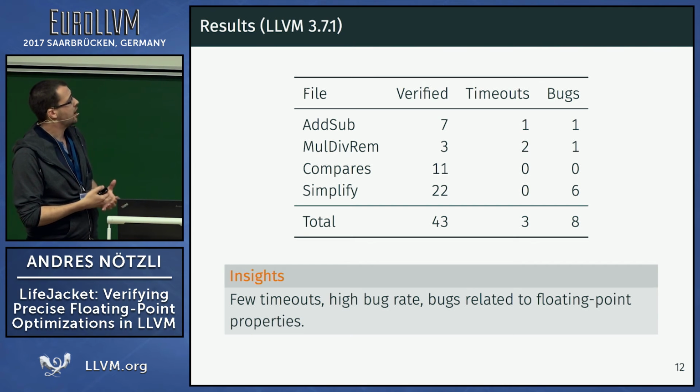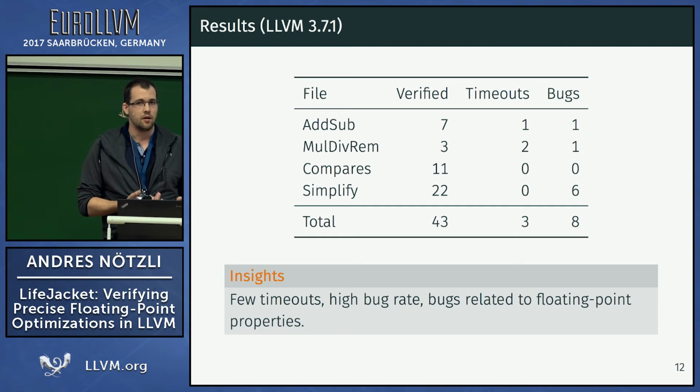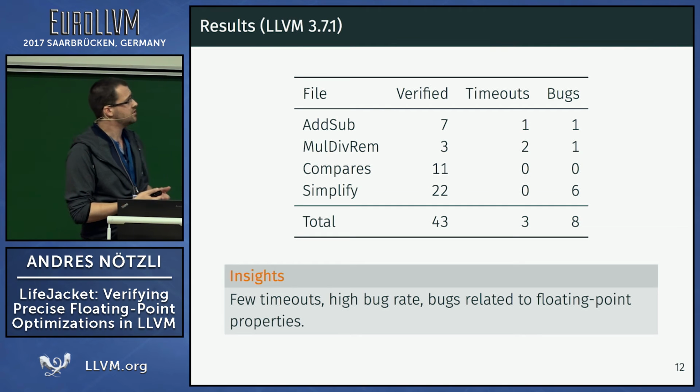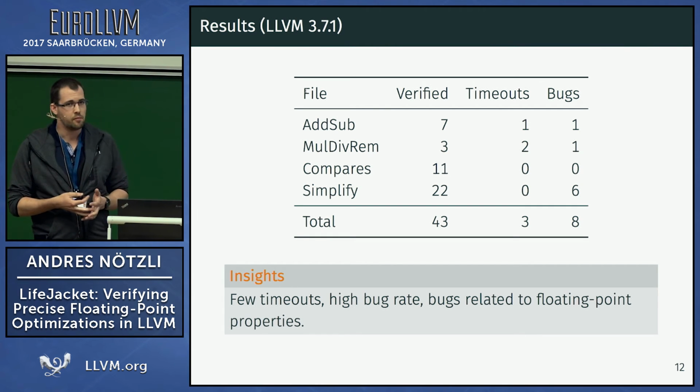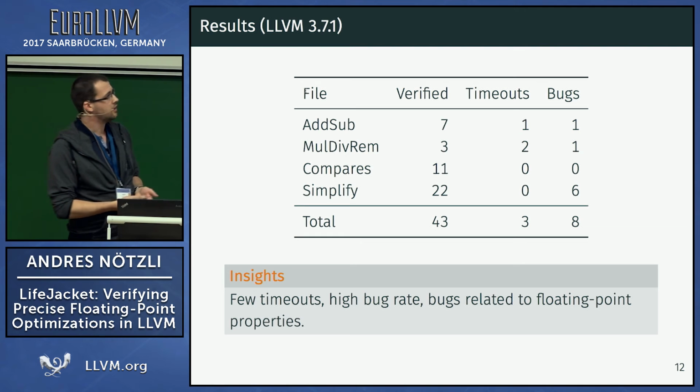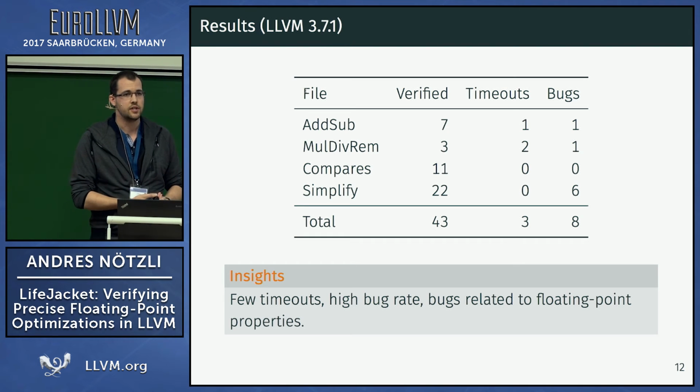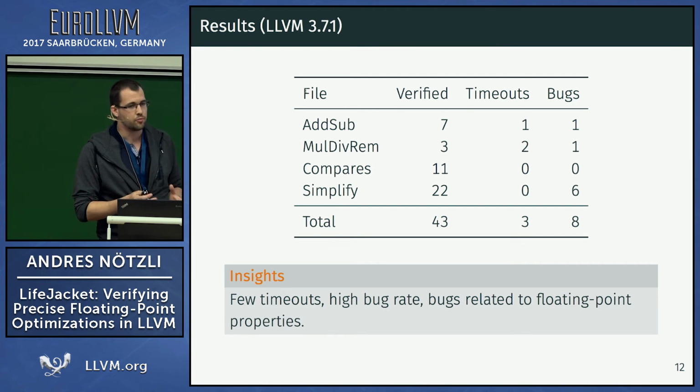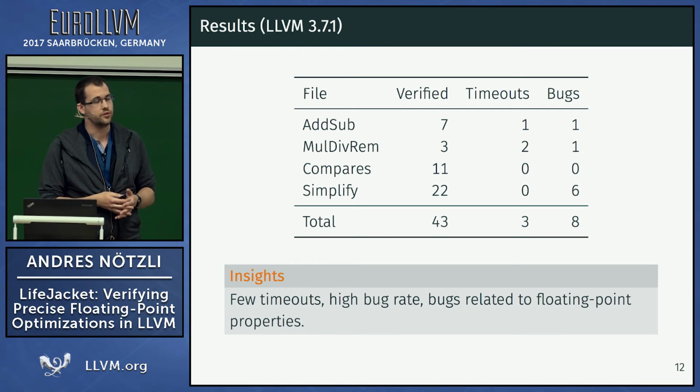We were also surprised by how many optimizations that we found were incorrect. And it was interesting to see that all the incorrectness came from some special properties of floating point arithmetic.